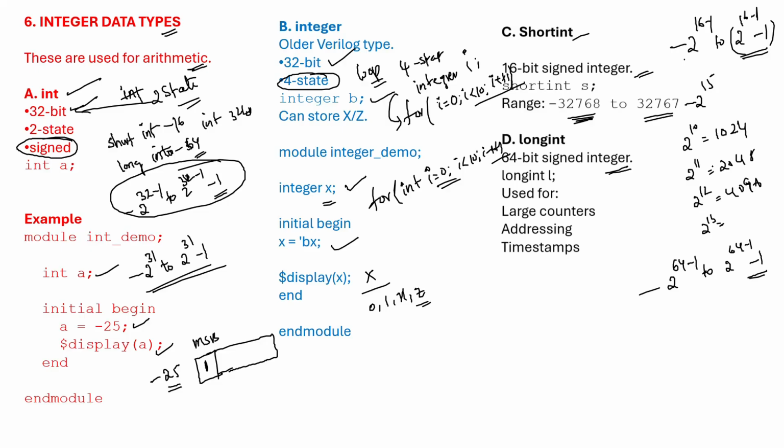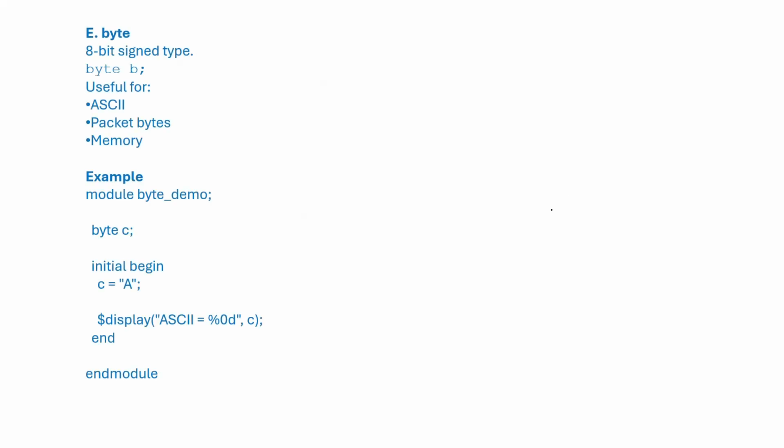So that is the long int we are using. Long int is used for large counters, timestamps, and addressing. At that time, we use the long integer. Okay, and then byte is a two-state data type. It will store both signed values and unsigned values also.